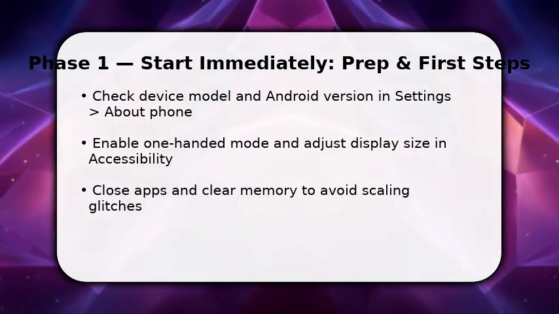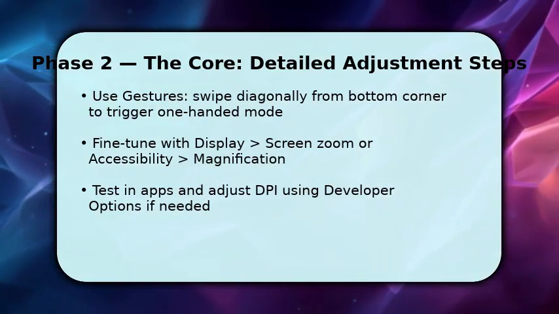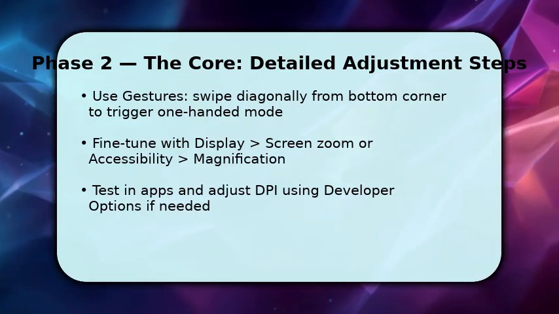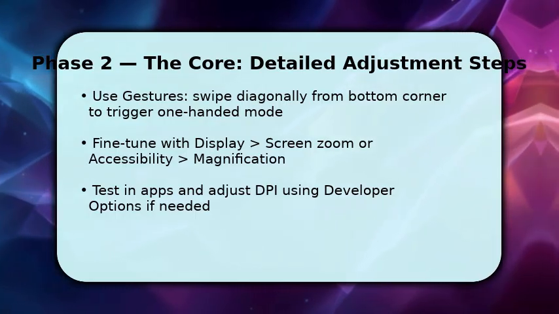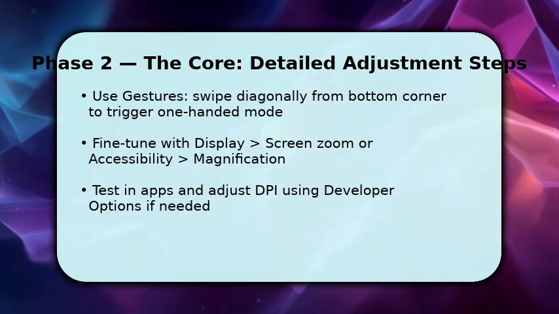Use the one-handed gesture: swipe diagonally from a bottom corner to shrink the active screen instantly. Practice it to be fast. Open display settings and tweak screen zoom for consistent app layouts, and use accessibility magnification for temporary zoom control.